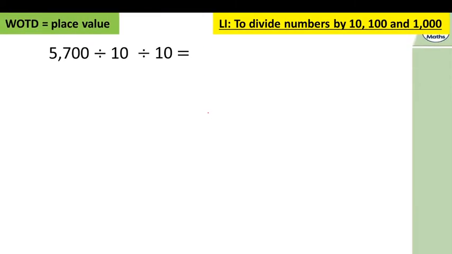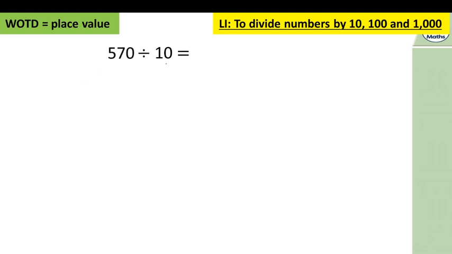Okay, so our next question is 5,700 divided by 10 divided by 10. We can do this a couple of different ways. So we could do 5,700 divided by 10 first, and then we could divide it by 10. So we know that 5,700 divided by 10 is 570 because these numbers are going to move one place value column to the right. So my thousands go to my hundreds, hundreds to my tens, tens to the ones, ones to the tenths. So we get 570, and then we need to divide it by 10 after that.